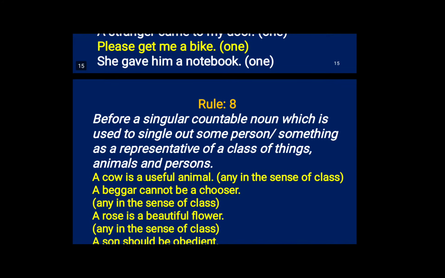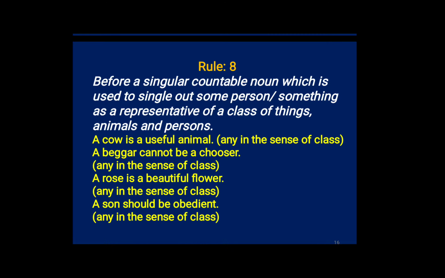Now coming to rule number 8. Before a singular countable noun which is used to single out some person or something as a representative of a class of things or animals and persons, we use a. So we use it before a singular countable noun. When we want to single out something which represents some class of persons or things or animals, we use the indefinite article a.